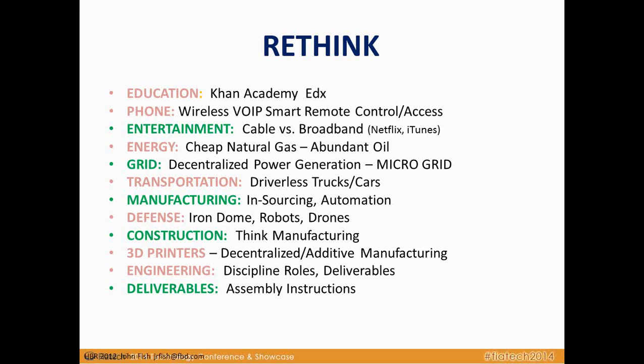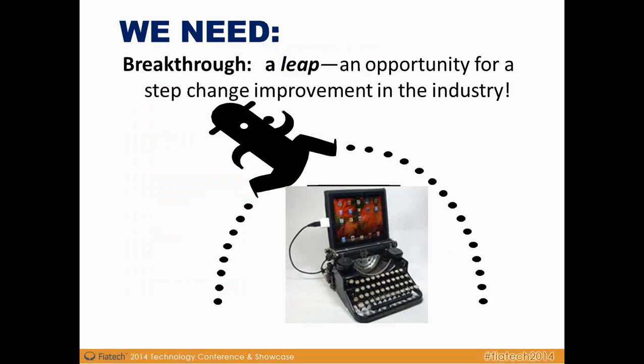Manufacturing, we're going to insourcing, which is different from outsourcing. We're looking at automation, lights out manufacturing. Defense is using drones and robots. Construction, we're trying to think more like manufacturing than what I call stick-built construction. 3D printers are leading us to decentralized and additive manufacturing. Engineering, we need to challenge the discipline roles and the deliverables that we've always produced. And we need to think more in terms of assembly instructions. Next slide.